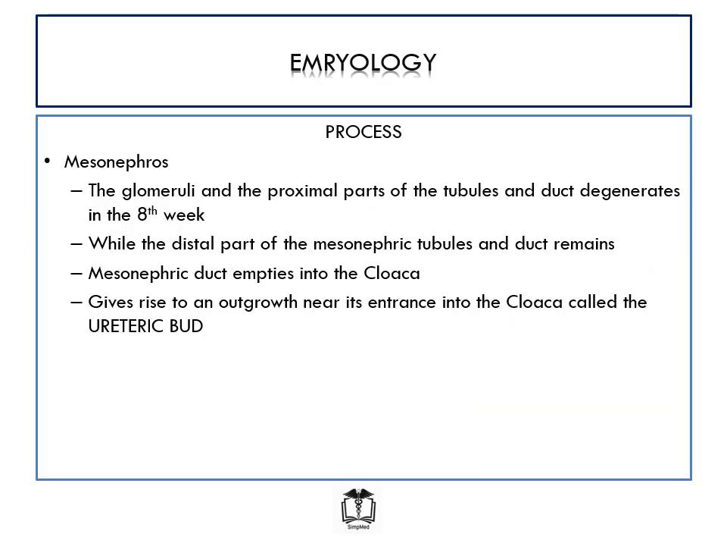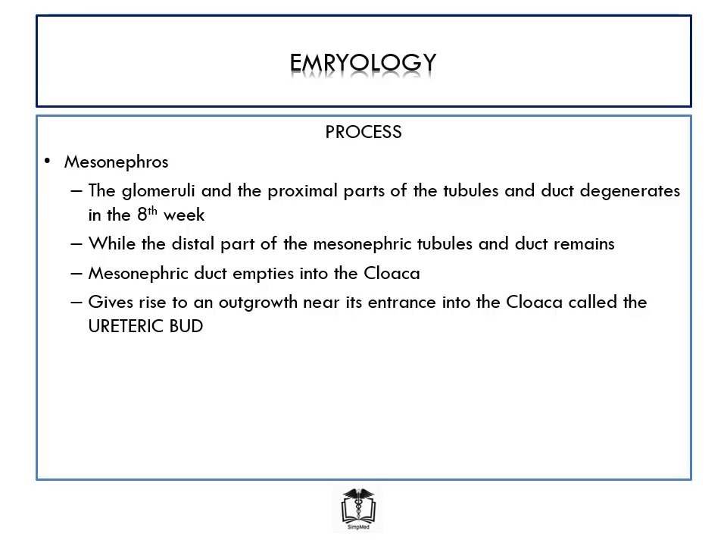So it's important to note that the glomerulus and the proximal part of the tubules and ducts of our mesonephros at around the 8th week begins to degenerate. So the mesonephros only works temporarily, and at around the 8th week it begins to degenerate. The part that tends to remain is the distalmost portion of the mesonephric tubules and duct. So the distal part of the mesonephric tubules, very close to the lumbar region, remains, whereas the rest of the mesonephros would degenerate. This distal portion of the mesonephric tubules and duct would eventually become structures that we'll talk about later on.